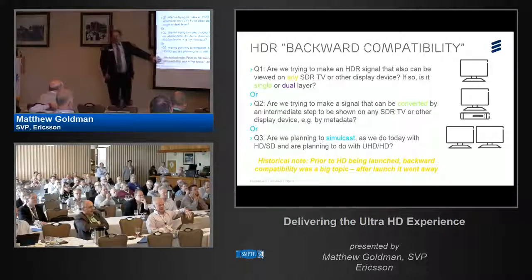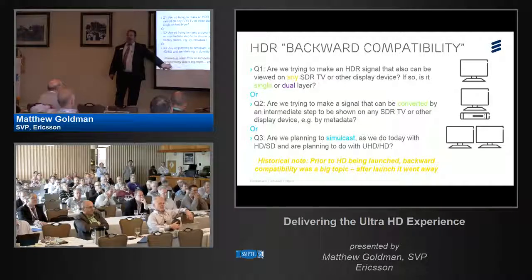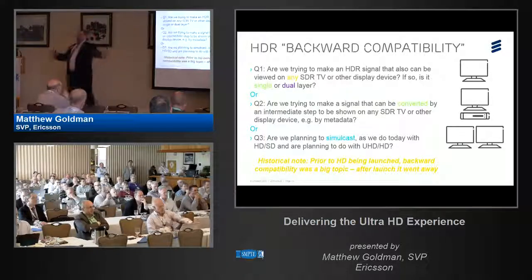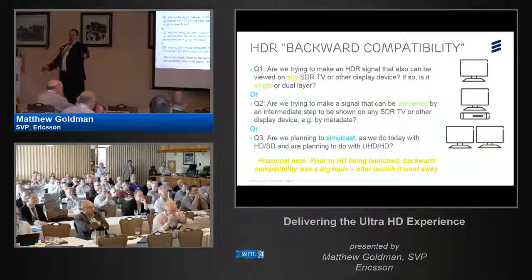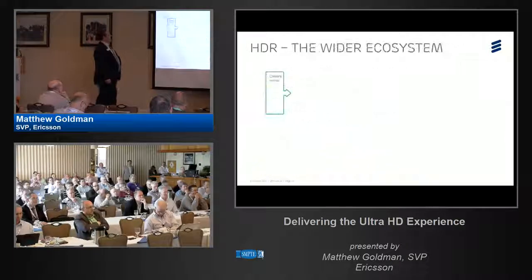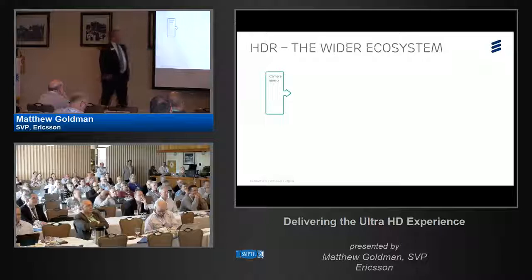Historical note, everything is really important. When HD was first coming out 20 years ago, backwards compatibility was hugely important. We can't bring a new signal out and make all TVs go dark. What did we do? We came out with a new signal that was a completely different transmission system, digital versus analog, right? So, all right, the wider ecosystem.